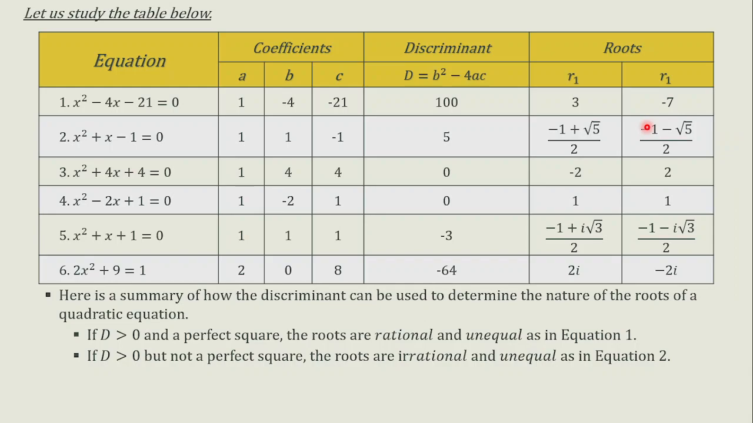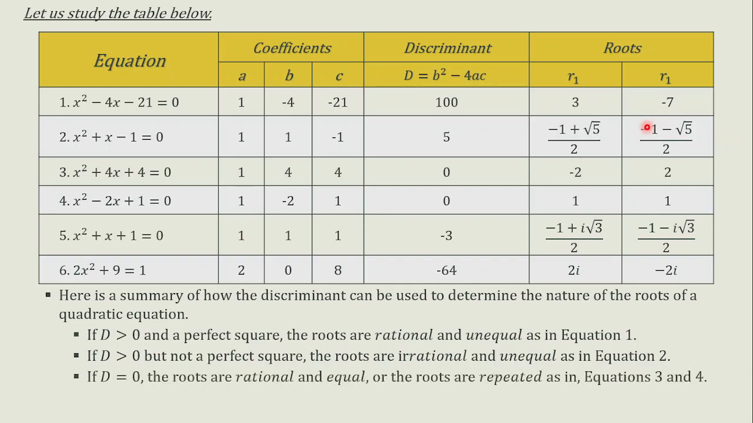Okay, case number 3: if the discriminant is equal to 0, the roots are rational and equal, or the roots are repeated, as in equations 3 and 4. So equations 3 and 4 are the examples for case number 3. Again, for case number 3, if the discriminant is equal to 0, let's check. For equation 3, the discriminant is 0. For equation 4, it is the same, 0.